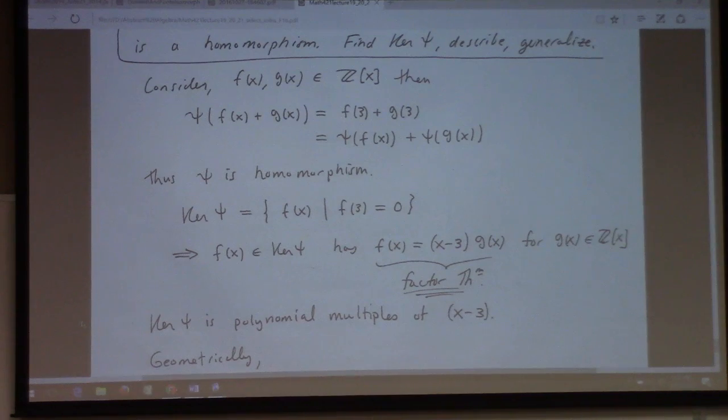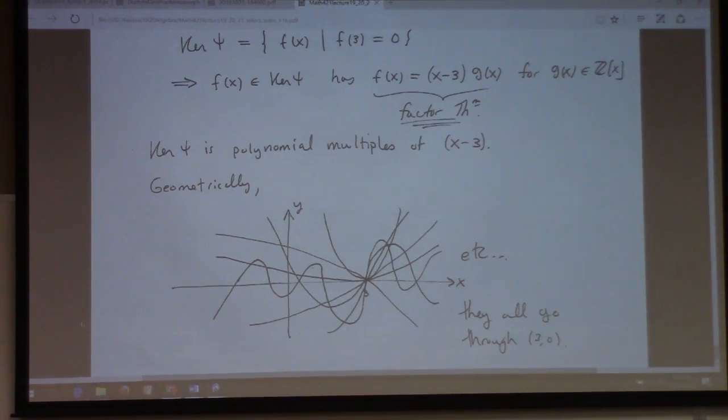But I looked in the back of Gallian because I wanted to see what he meant. Apparently he's looking for geometric. So fine, here's the geometry of it. It's all the polynomials that go through 3, 0, right? The graphs of the polynomials, they're all going through there. So it's an infinite set, this kernel. But there it is.